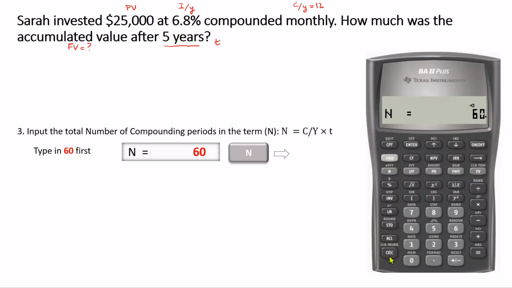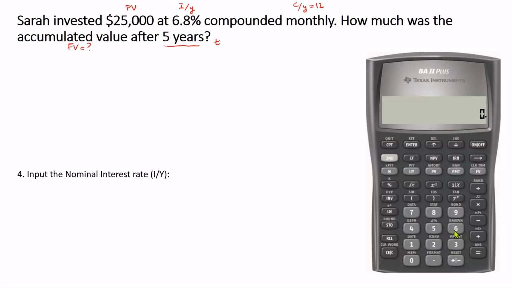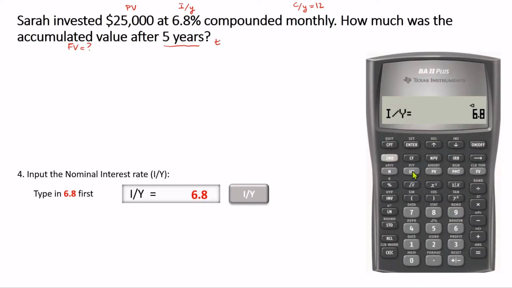Then you press clear. For interest rate, you press 6.8. Just 6.8. You don't have to include the percent symbol. You don't have to convert this to decimal. So 6.8% is the nominal interest rate. Then you press I. It is saved.